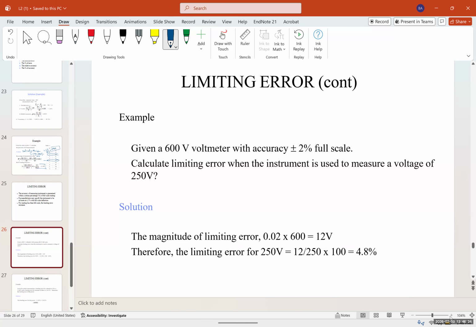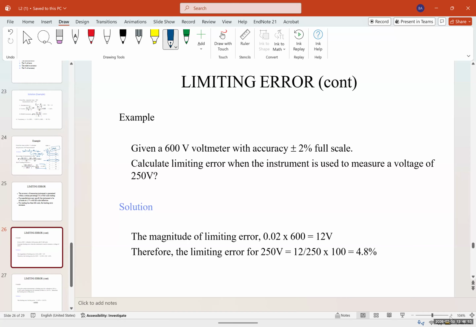Now, the magnitude of the limiting error is going to be 2%, which is 0.02 times 600, giving us 12. Therefore, the percentage limiting error is going to be that 12 over the voltage measurement, 250, times 100, which gives us 4.8%.